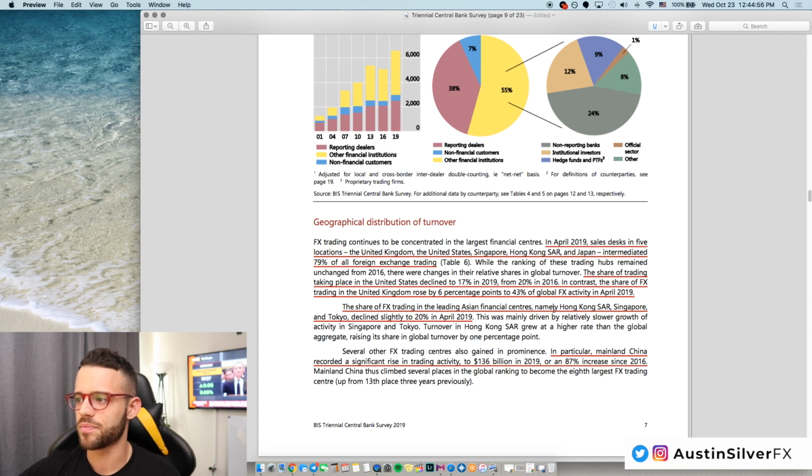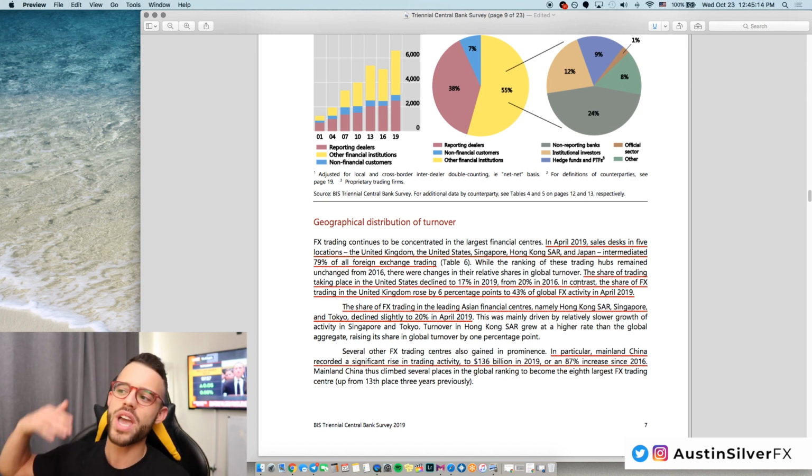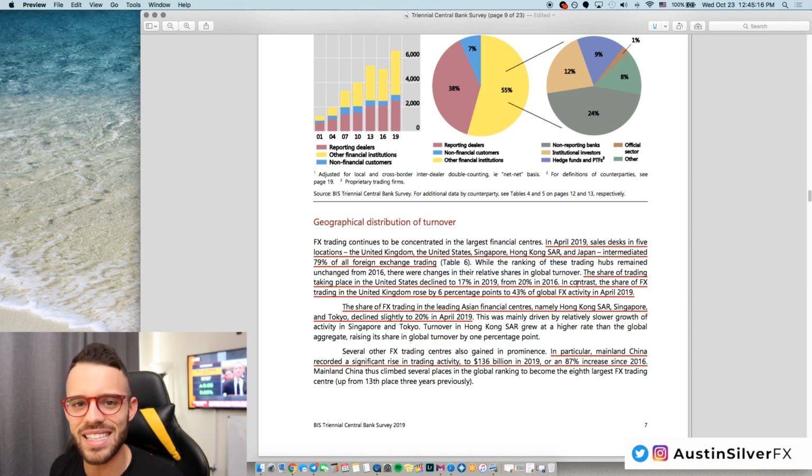The interesting thing here, mainland China is up to $136 billion in 2019, or an 87% increase in their active traders since 2016. That is extremely substantial to me and stands out to me because the US only declined by 3%, the UK is up by 6%, China's up by 87%.